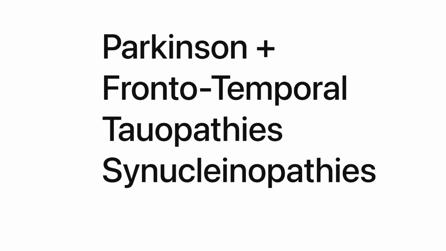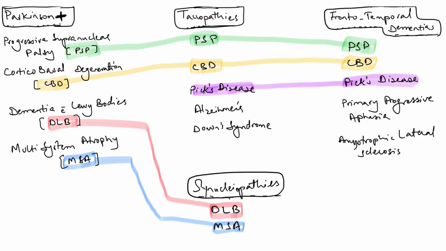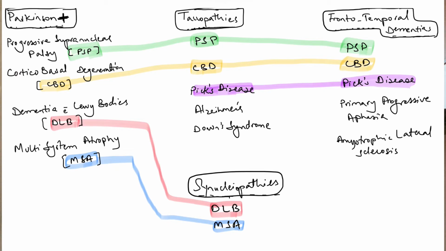So let's just quickly look at Parkinson Plus Syndromes, Fronto-Temporal Dementias, Tauopathies and Synucleinopathies. A lot of disorders classified under these headings overlap with each other. So I thought it would be good to make this diagram, which hopefully makes it easier to remember where the overlaps are. It's good to know the different ways in which these disorders are classified, which I'll go into in a second, because just by knowing these classifications, we stand a better chance of having an idea of what the disease looks like.